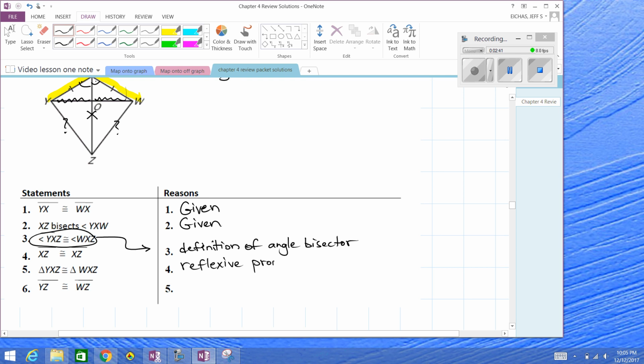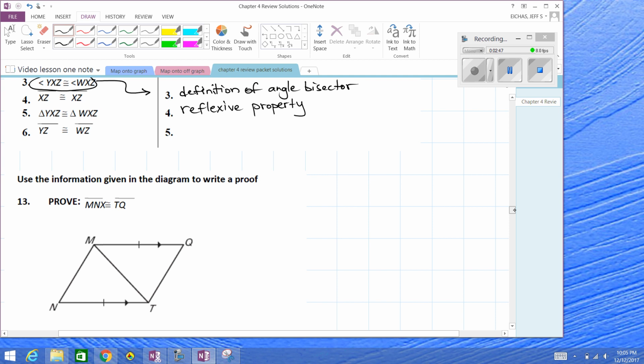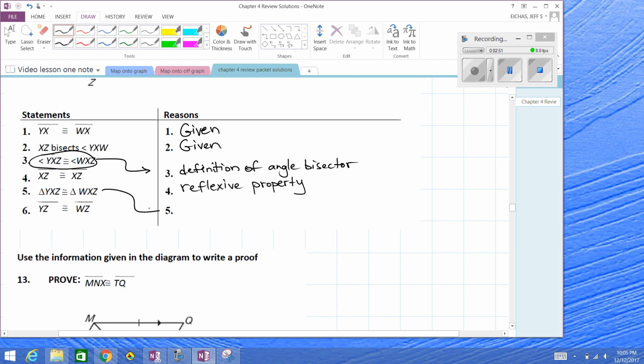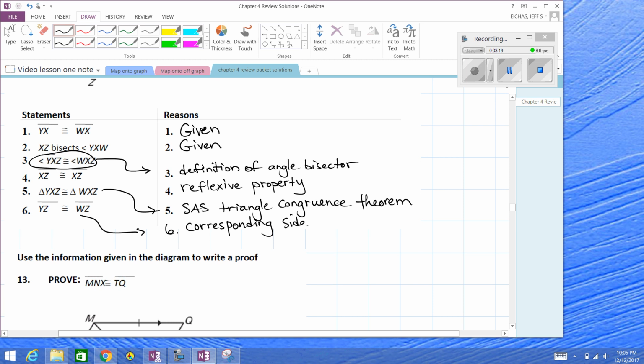Now, the reason we say that is because we're going to say that we're going to prove it by side angle side. Well, that gets us a pair of sides. So now 5, those two triangles are congruent by the side angle side triangle congruence theorem. And the 6th move right here, that is because they are corresponding parts of congruent triangles. So I'll write that out. Okay, corresponding parts of, I'll even say sides, corresponding sides on congruent triangles are congruent.